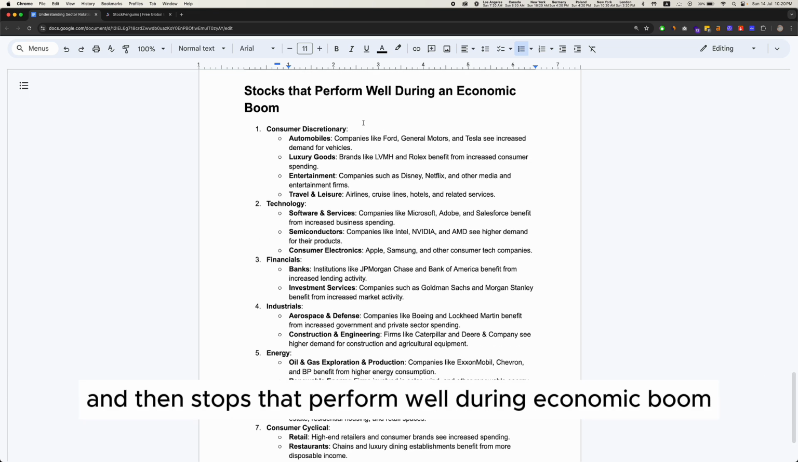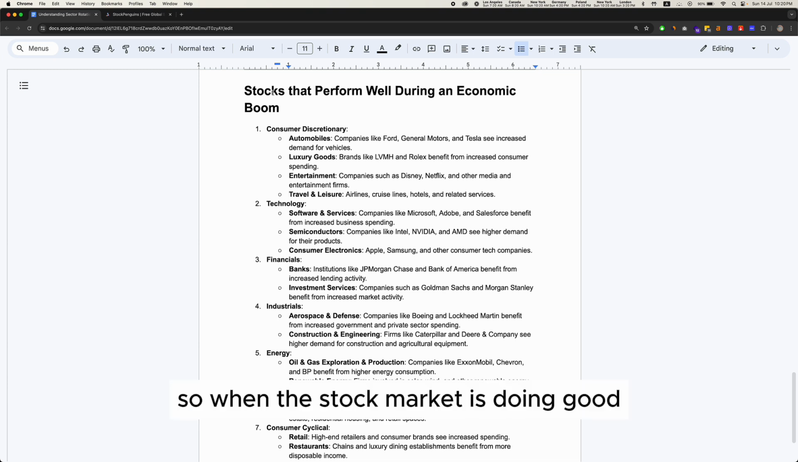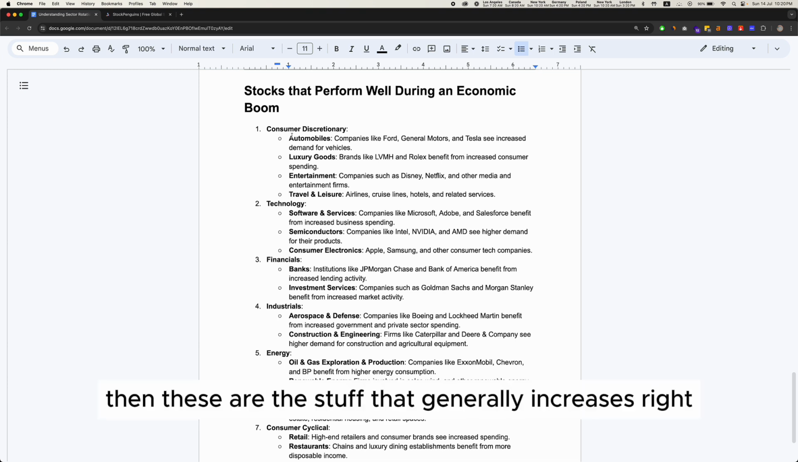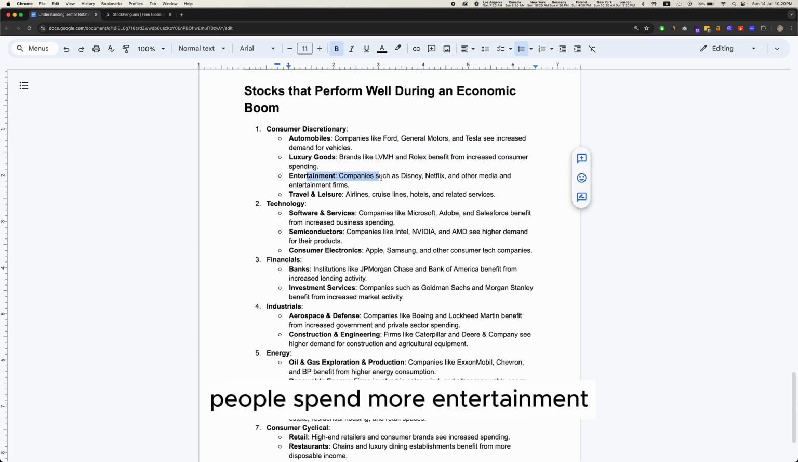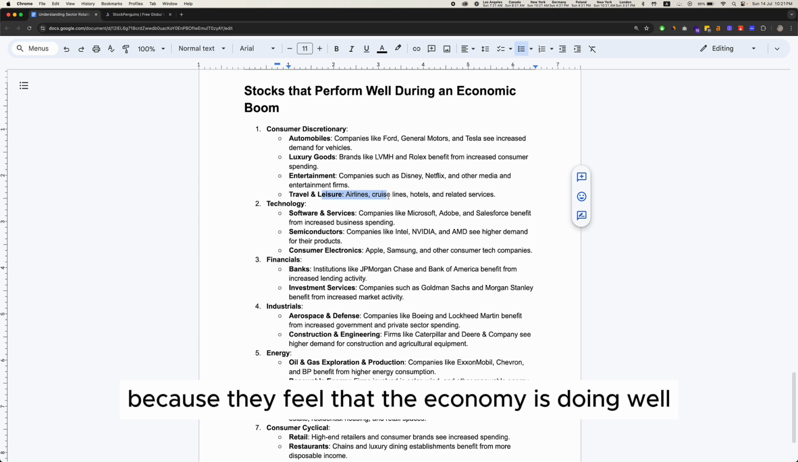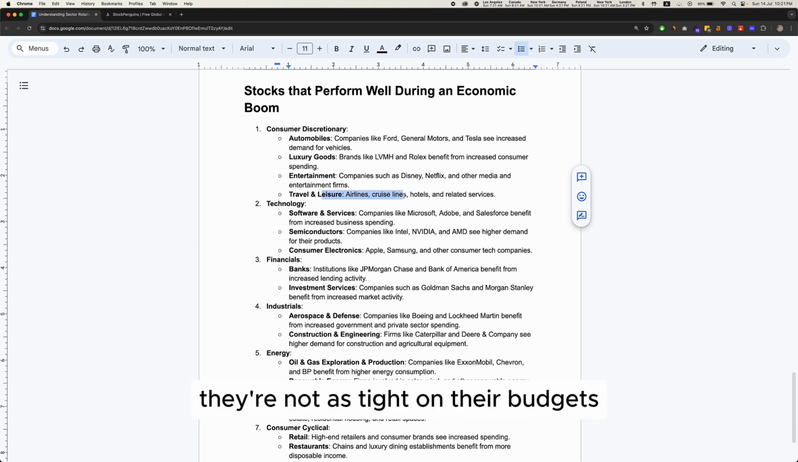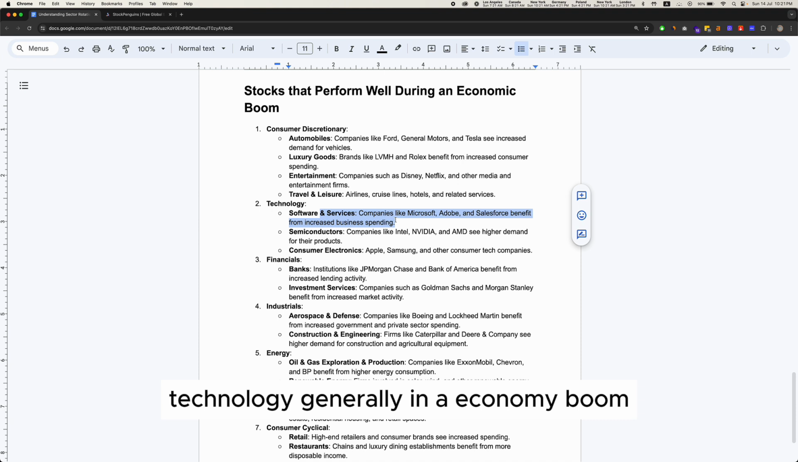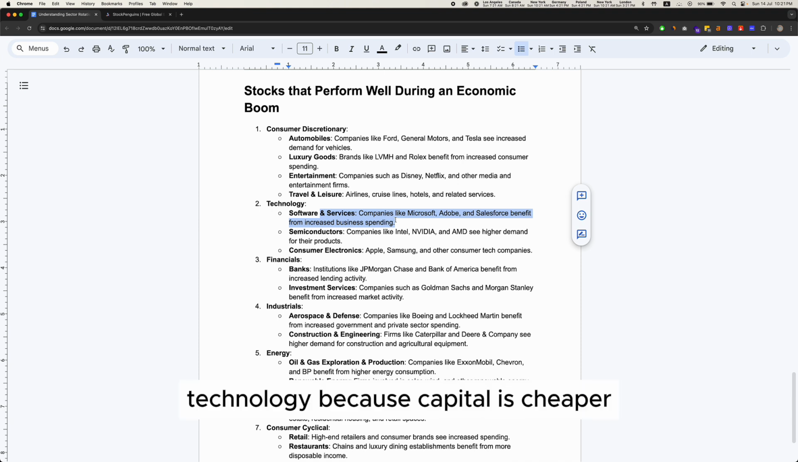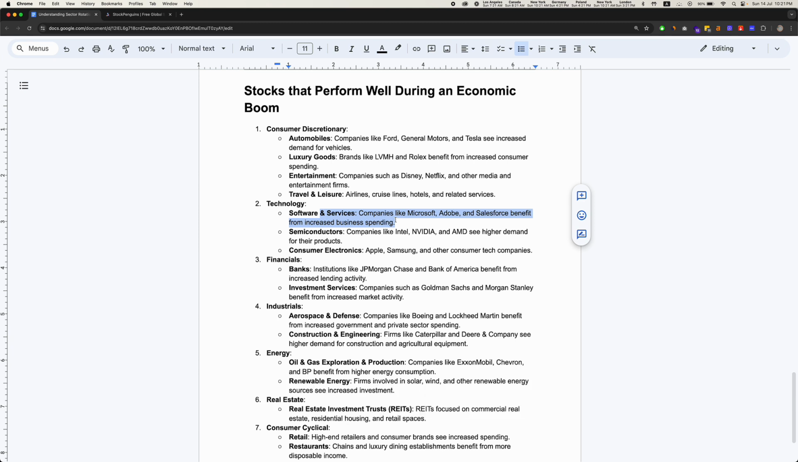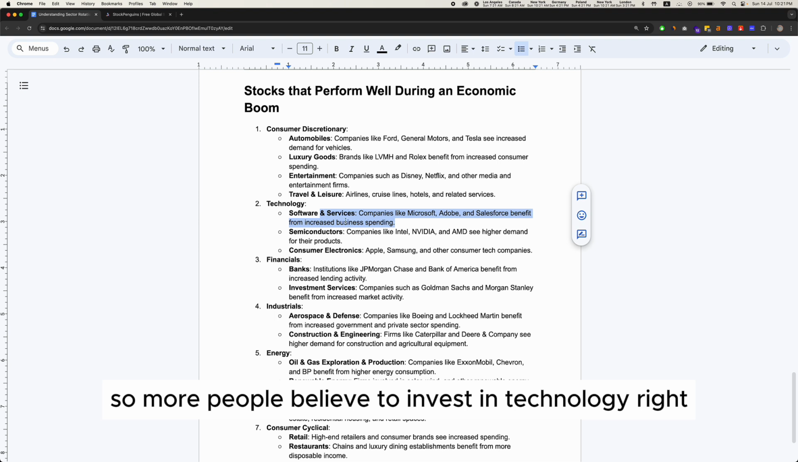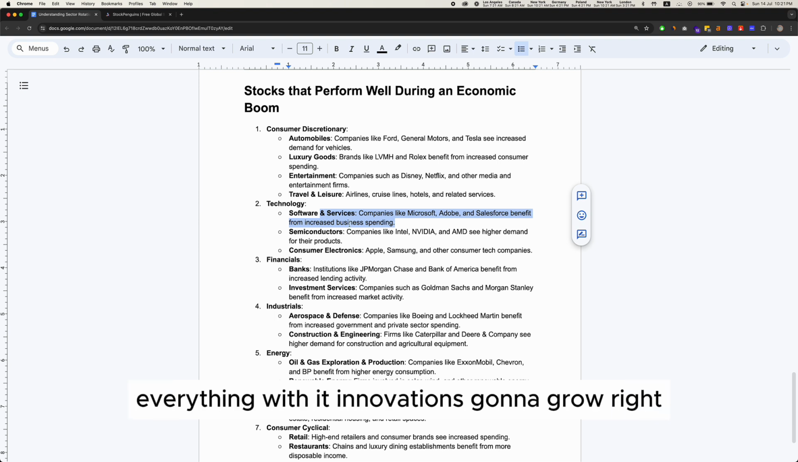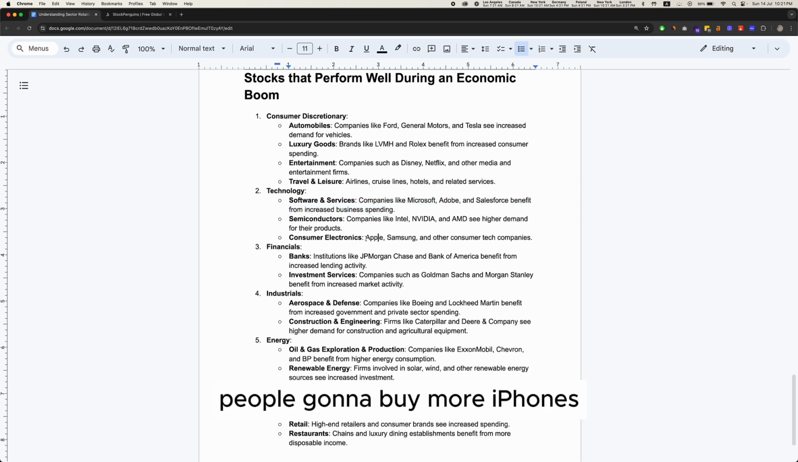And then stocks that perform well during an economic boom. So when the stock market is doing good, then these are the stuff that generally increases, right? So people spend more on luxury, people spend more on entertainment, travel, because they feel that the economy is doing well, so they don't mind spending, right? They're not as tight on their budgets. Technology, generally in an economic boom, because capital is cheaper or more readily available to new startups, so more people are willing to invest in technology, right? So there's a general consensus that everything within innovation is going to grow, right? People are going to buy more iPhones.